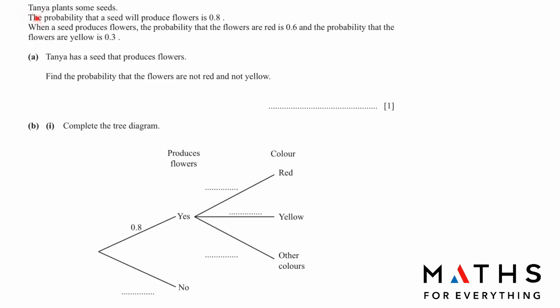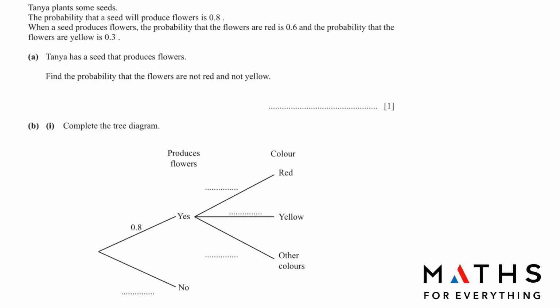Let's read the question. Tanya plants some seeds. The probability that a seed will produce flowers is 0.8. When a seed produces flowers, the probability that the flowers are red is 0.6, and the probability that the flowers are yellow is 0.3. A. Tanya has a seed that produces flowers. Find the probability that the flowers are not red and not yellow.